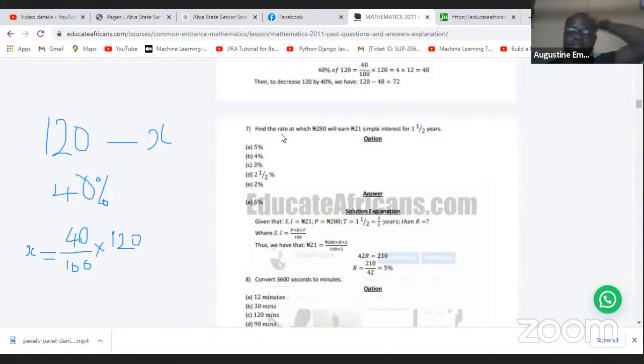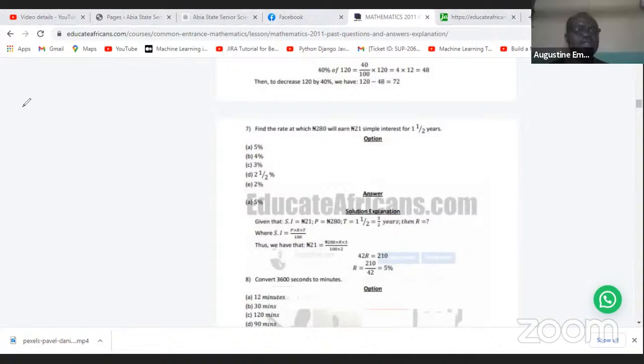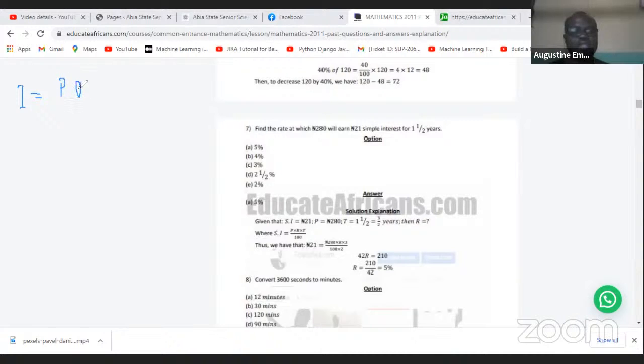Simple interest for one. You're told to calculate the rate, not the simple interest. That means you have to make rate the subject of the formula in order to get the answer. Using our notation, I'm going to clear everything that I did before first. Simple interest is simply equal to P, which is principal, times R, which is rate, times T, which is time period, all over 100.